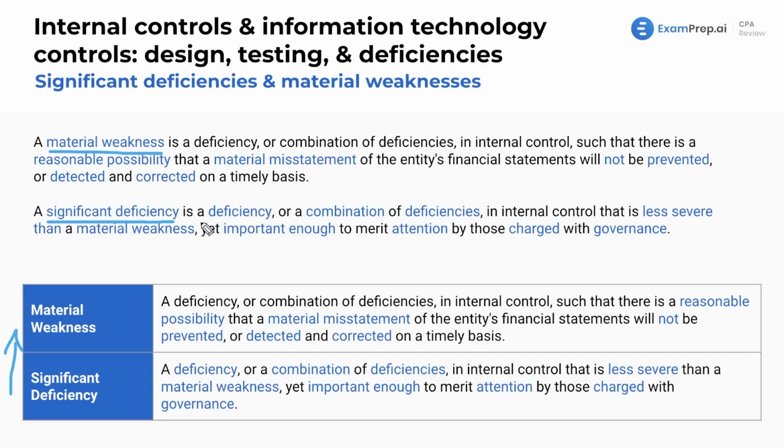Let's just jump right into significant deficiency so we can see the difference. Now, a significant deficiency is one or a combination of many in internal control that is less severe than a material weakness, yet important enough to merit attention by those charged with governance. We're going to talk about the criteria for these, the use of the auditor's professional judgment in determining what constitutes a material weakness or deficiency. But just know, material weakness, something that needs to be corrected. Significant deficiency, it's less severe, but it still is going to be communicated to those charged with governance.